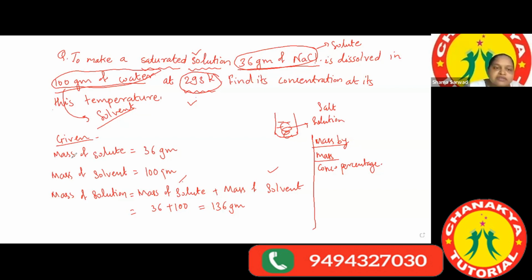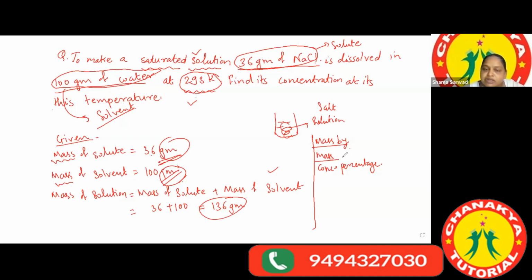Why? Because here the mass of solute and mass of solvent are given. They haven't given you any volume. Did they? No, right? All things are in grams. Your solute is in gram and your solvent is also in gram, so your solution is also in gram. So you have to take mass by mass concentration percentage.